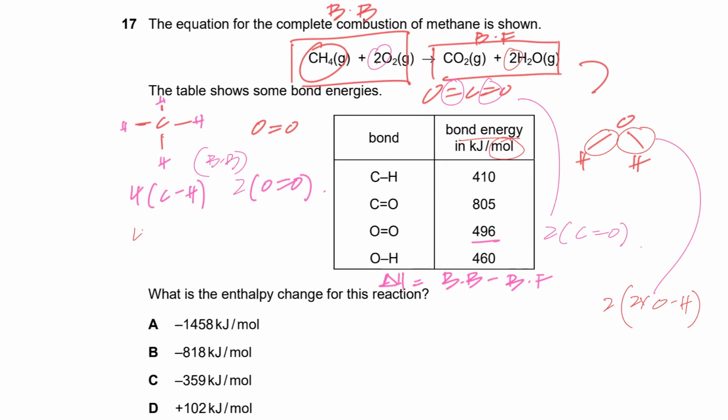Done. So you just plug in the values. 4 times CH is 410, plus 2 times O=O, which is 496. Add these up, please.